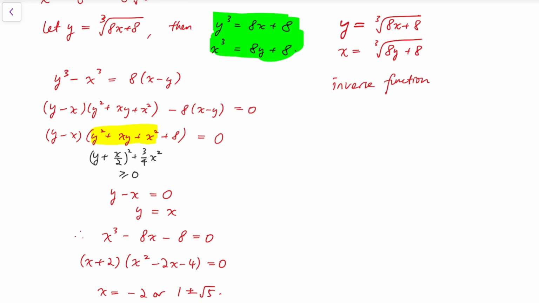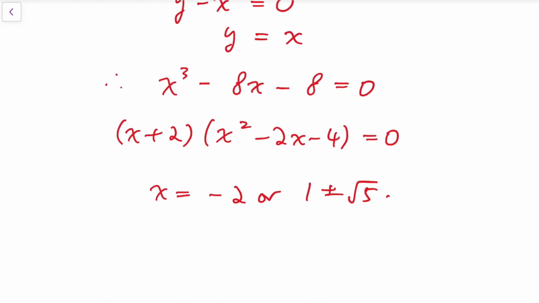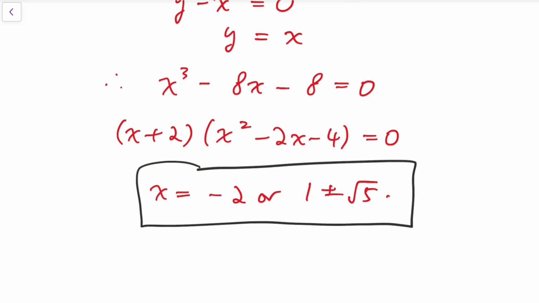So they can only be equal together when, like, the graphs of the two functions meet along the line y equals x. So that means I can immediately say that I can just replace the y as x. So x equals the cube root of 8x plus 8. So we have the same conclusion as the first approach, and by solving, again, we have these solutions. Minus 2 or 1 plus or minus square root of 5. So this is the final answer.